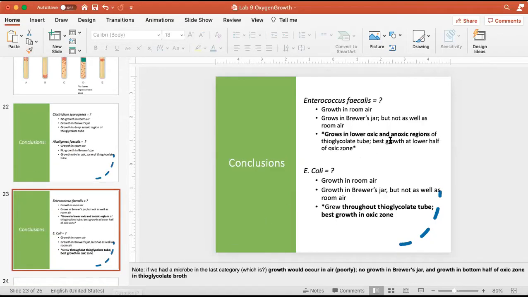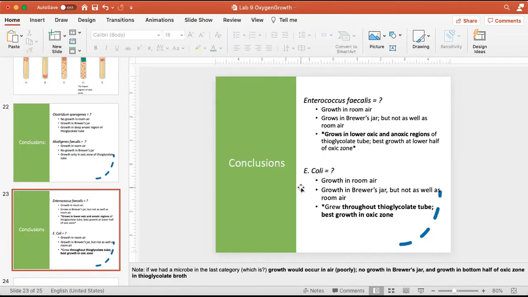Enterococcus faecalis, well, it grew in room air and it grew in the brewer's jar, but it grew poorly in the brewer's jar. It grew small colonies in the brewer's jar. It grew in the lower oxic region of the thioglycolate tube and had strings hanging down into the rest of the tube. This is our aerotolerant organism.